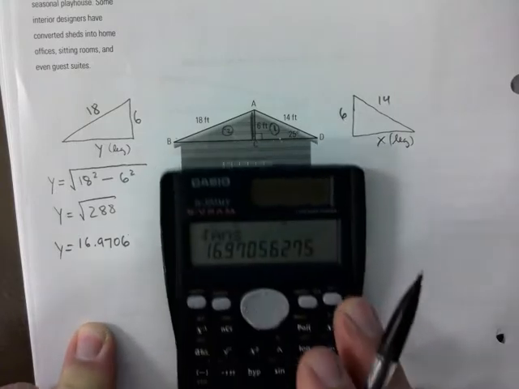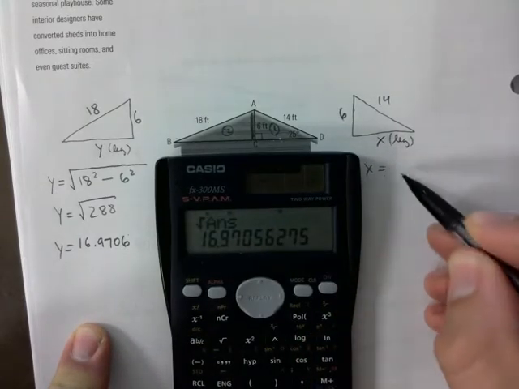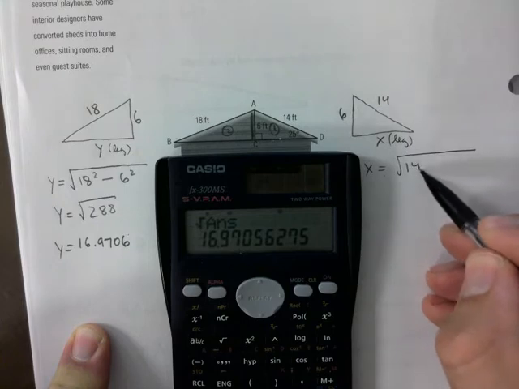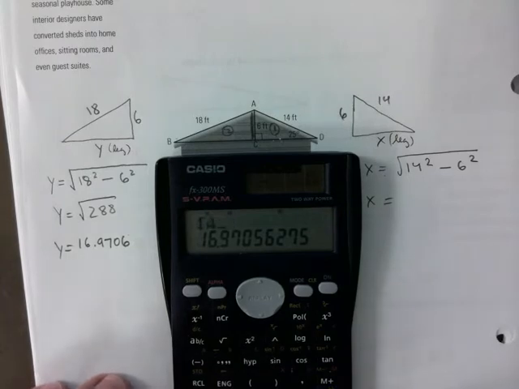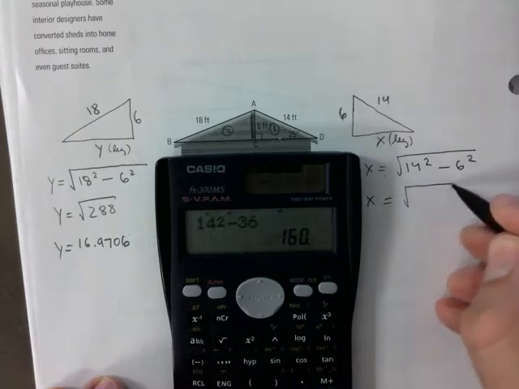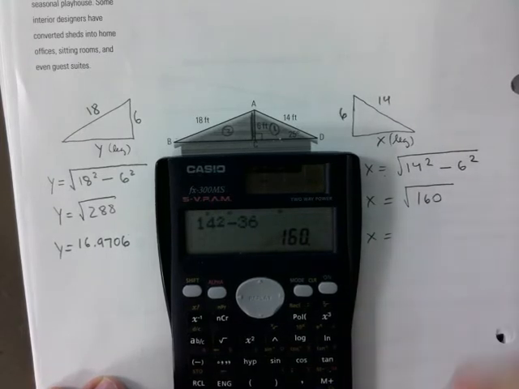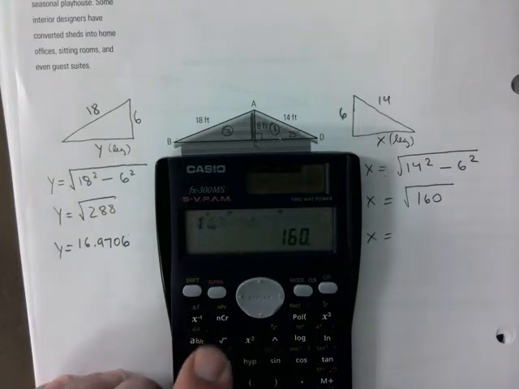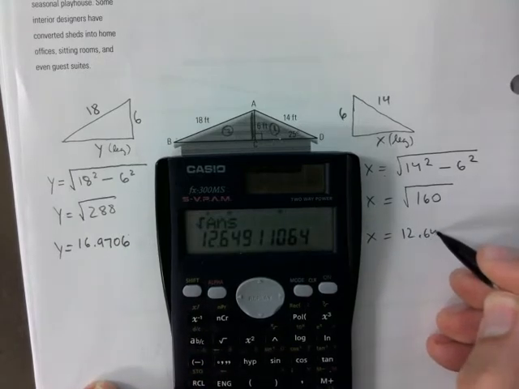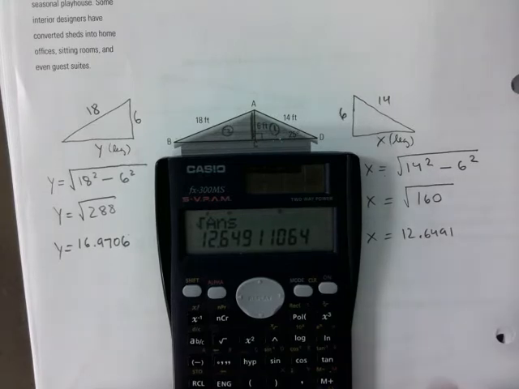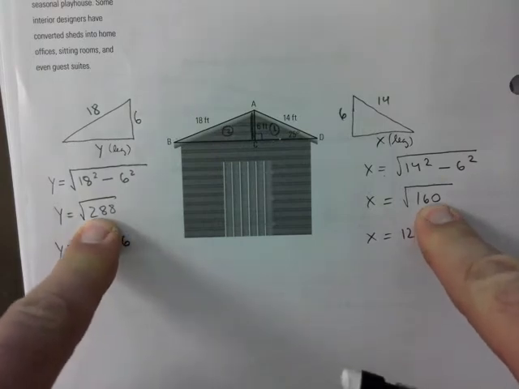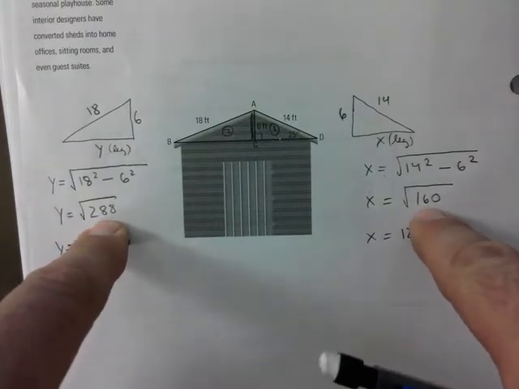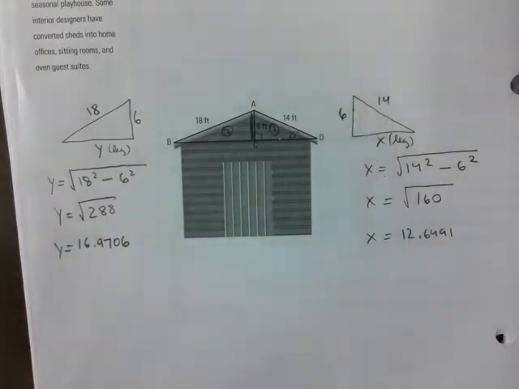And then I'm going to go over to the other side. X is also the leg there. So just take the square root of the hypotenuse, subtract the other, and just figure it out. So that's a root of 160. That's 12.6491. Hey, if you want to be really fancy, you can just leave these in their roots, and then just add root of 288 plus root of 160. And then it's going to be the most accurate.